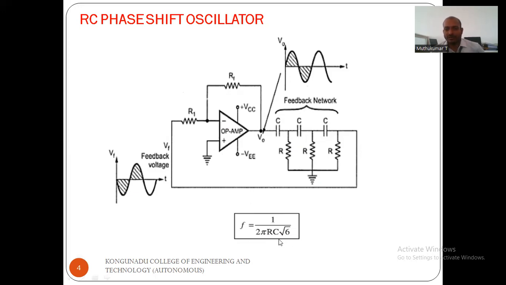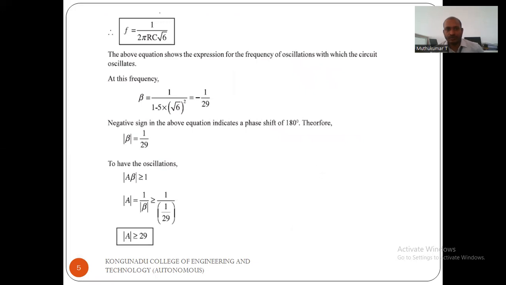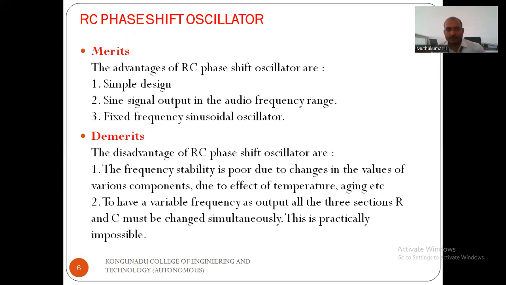By adjusting the value of C, we are able to get different frequencies of oscillation. F is equal to 1 by 2 pi RC root 6. Here the gain modulus of A must be greater than 29, so the gain of the amplifier should be 29.